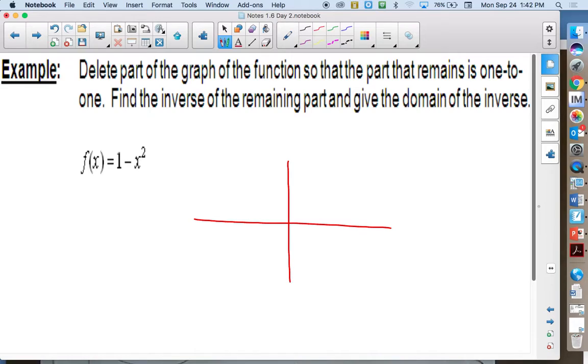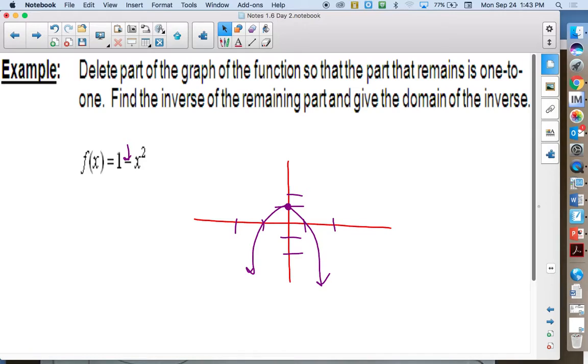Okay, what's this graph look like? Awesome. So you said up 1. The parabola goes upside down because of the negative in front of the x squared. So something like this. Currently, it does not pass the horizontal line test. So you are asked to delete one of the sides. And you can pick a side. So Kate, which one do you think would be easier to delete, so that whatever remains might be a little easier to solve for? Yeah, I think that's what most people probably would do. Just delete that left side of the graph.